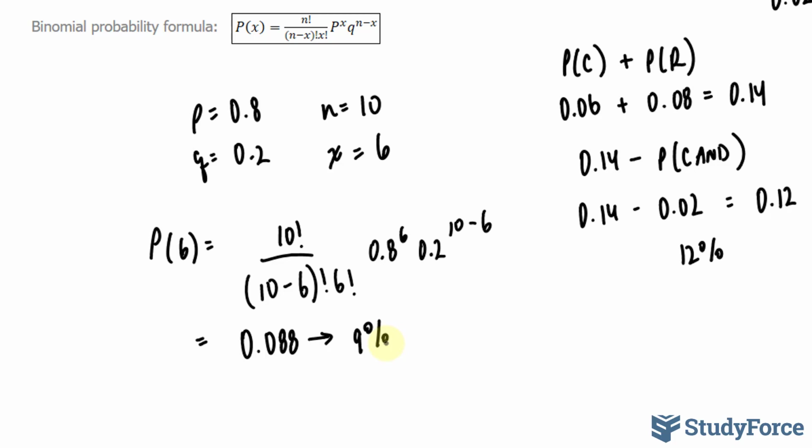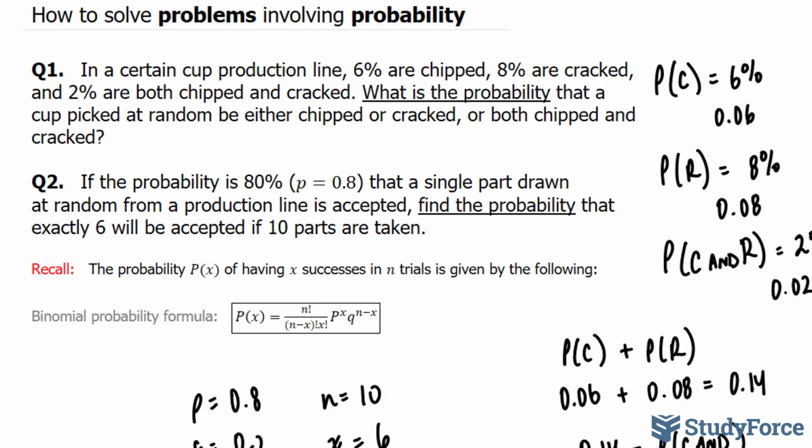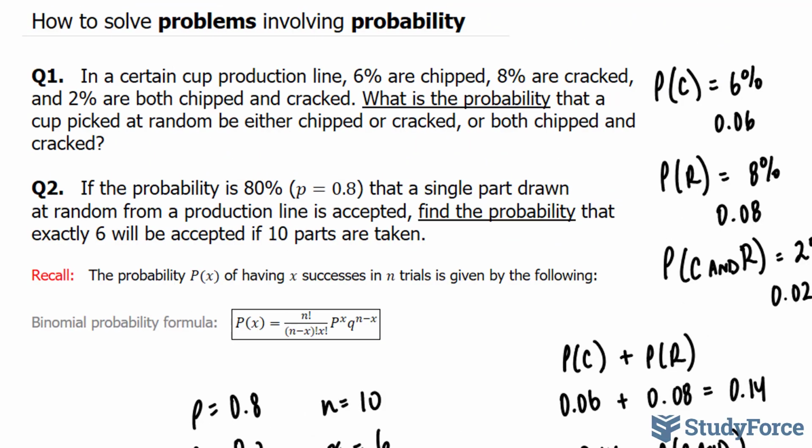9% chance that if you pick 10, only 6 will be accepted, even though 80% of the time at random a product is accepted. And so there you have it. That is how to solve problems involving probability.